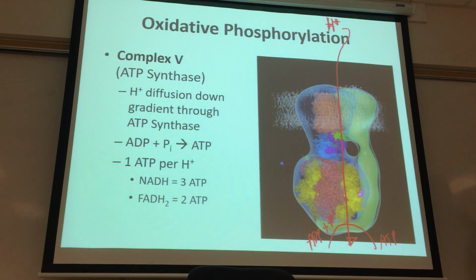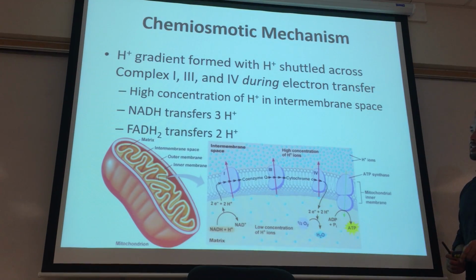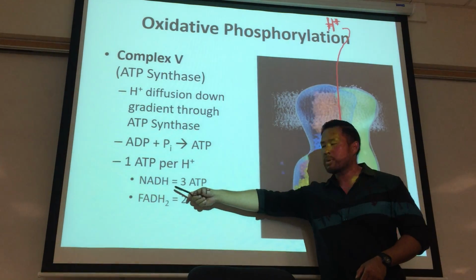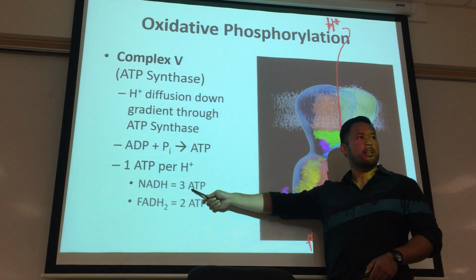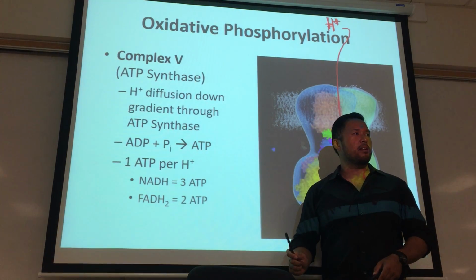So knowing that earlier, as I described, if NADH transfers 3 hydrogen ions and FADH2 transfers 2 hydrogen ions, we know that each NADH molecule produces 3 ATP, and each FADH2 produces 2 ATP.